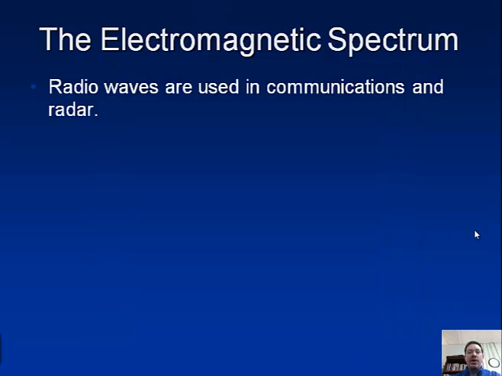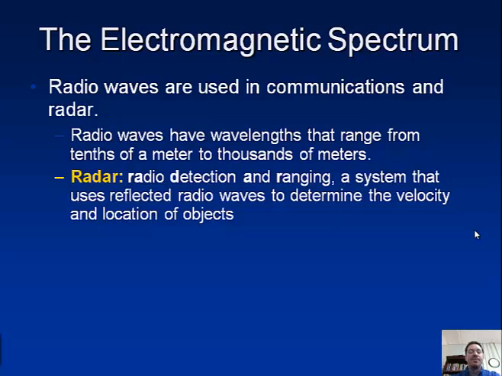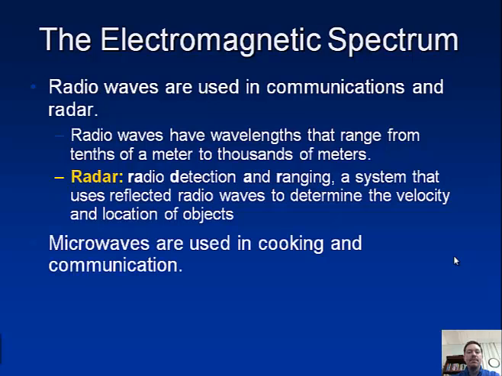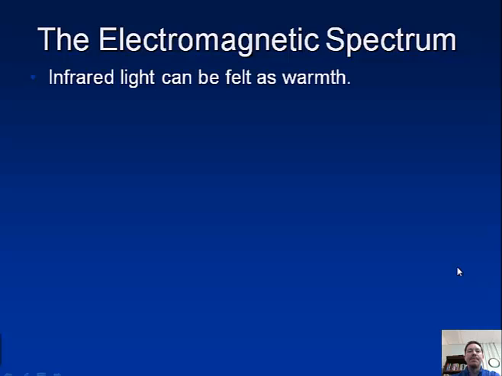Radio waves we know are used in communications as well as radar. These have wavelengths that range from tenths of a meter to thousandths of a meter. Radar is just a radio detection and ranging system that uses reflected radio waves to determine the velocity and location of objects. Interestingly, there are mammals that use radar, like dolphins and bats. Microwaves are used in cooking and communication as well, and these have wavelengths that are in centimeters of length.